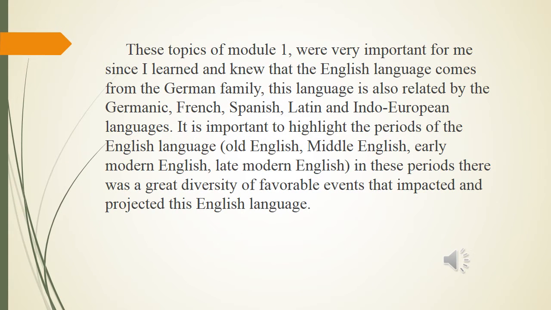These topics of Module 1 were very important for me since I learned that the English language comes from the Germanic family. This language is also related to the Germanic, French, Spanish, Latin, and Indo-European languages. It's important to highlight the periods of the English language: Old English, Middle English, Early Modern English, Late Modern English. In these periods, there was a great diversity of favorable events that impacted and projected this language, English.